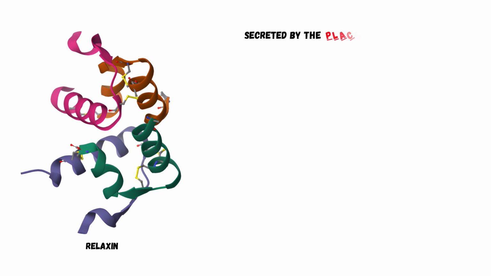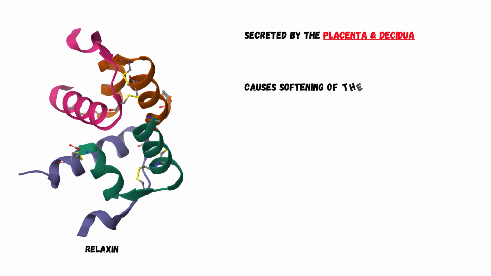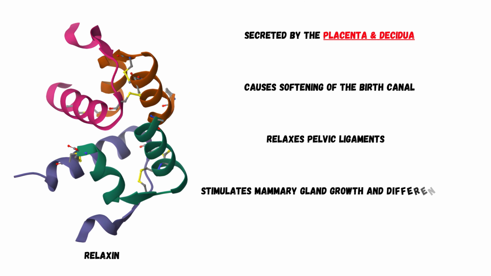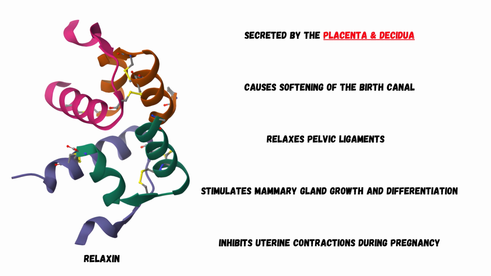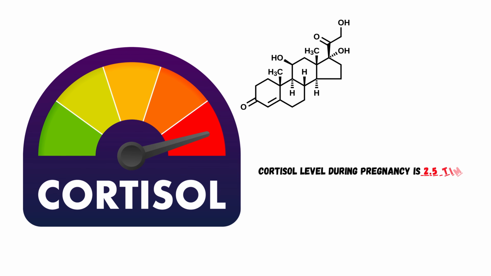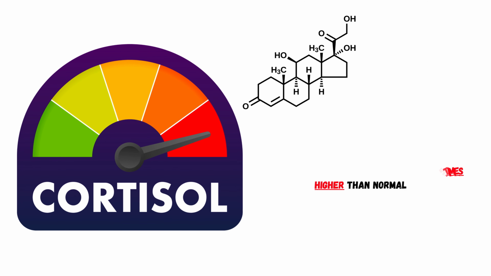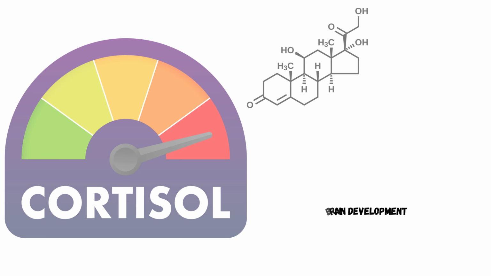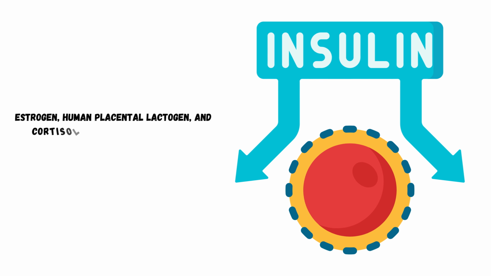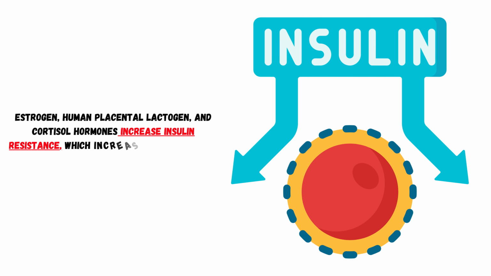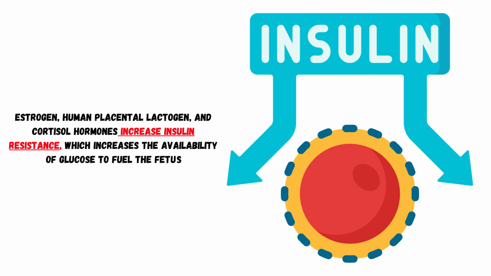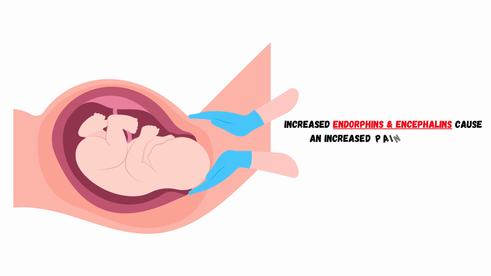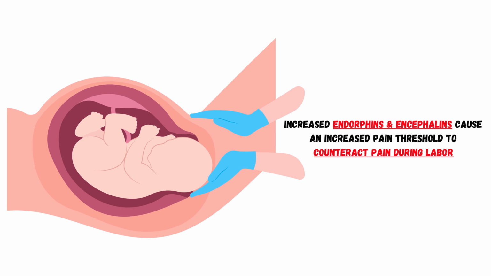Relaxin secreted by the placenta and decidua causes softening of the birth canal, relaxes pelvic ligaments, stimulates mammary gland growth and differentiation, and inhibits uterine contractions during pregnancy. Cortisol level during pregnancy is 2.5 times higher than normal. Cortisol is essential for fetal lung maturation and brain development. Estrogen, human placental lactogen, and cortisol hormones increase insulin resistance, which increases the availability of glucose to fuel the fetus. Increased endorphins and encephalins cause an increased pain threshold to counteract pain during labor.